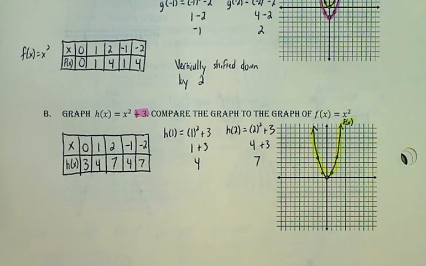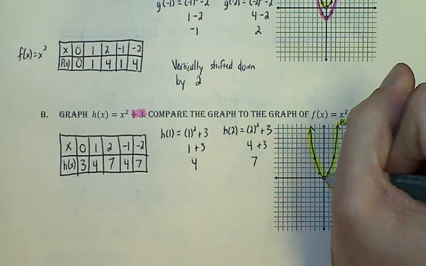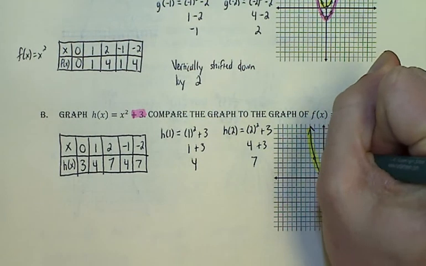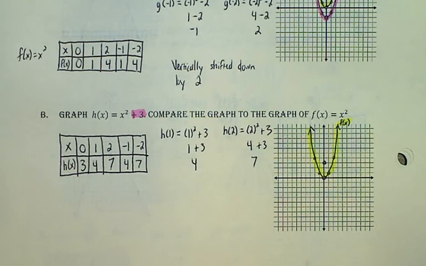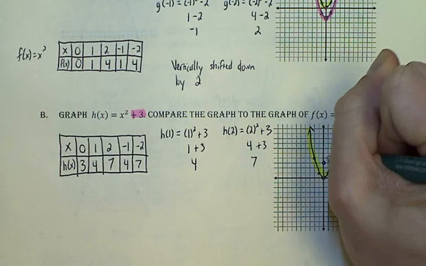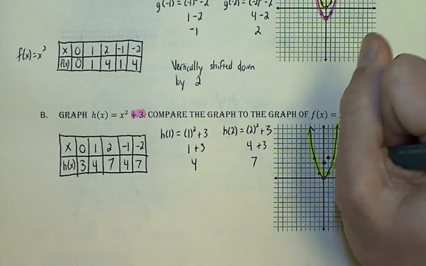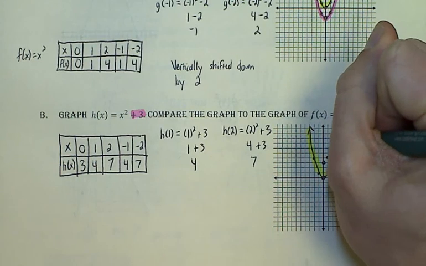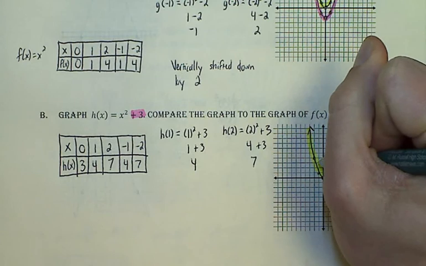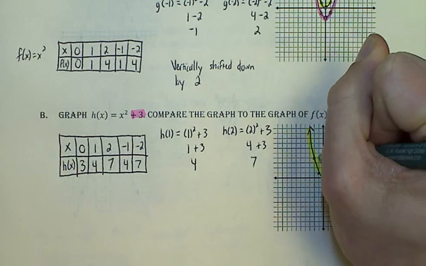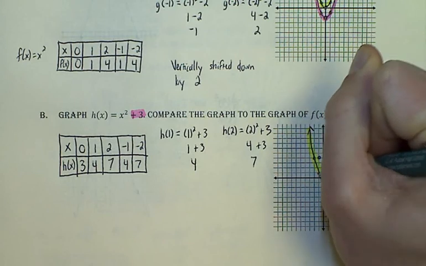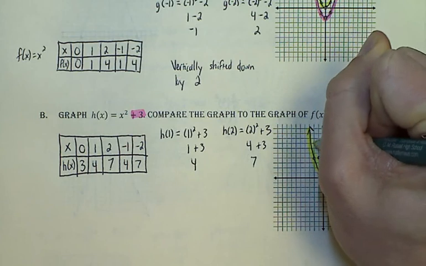So now I need to plot those ordered pairs. Start with my vertex of 0, 3. So don't move left or right, but move up 3. So 1, 2, 3. There's my vertex. Then 1, 4, so right 1, and then up 4. And then 2, 7, so right 2, up 7. And then -1, 4, and -2, 7. And again, remember, they're just mirror images, so it should be pretty easy to find those points.